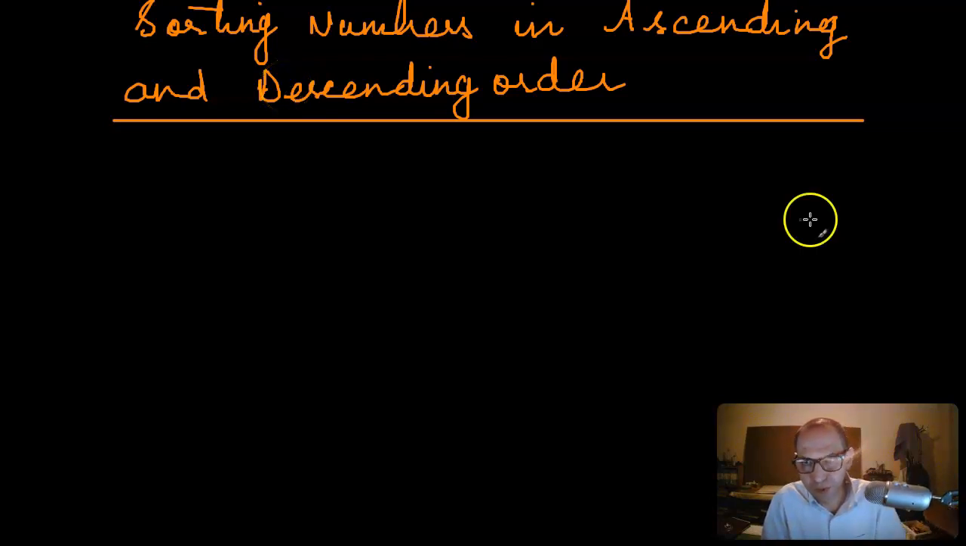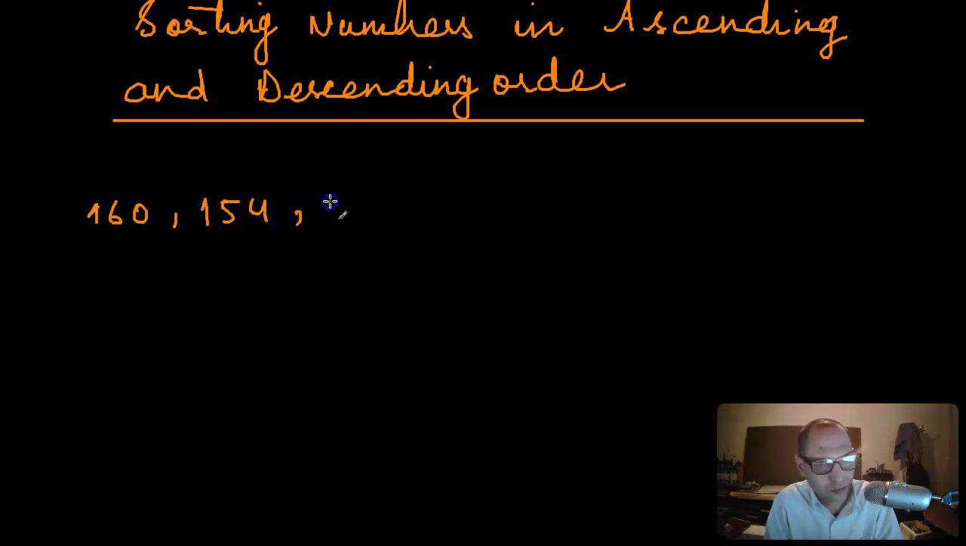In this video we will talk about sorting numbers in ascending and descending order. Sorting numbers in ascending and descending order means that you have a list of numbers, for example 160, 154, 158 and 159. Let's say that these are the heights of four students, all in centimeters, for example.